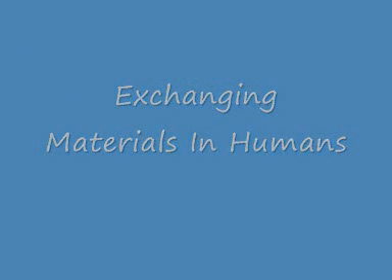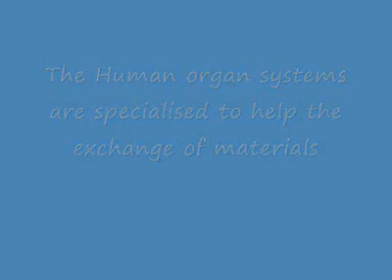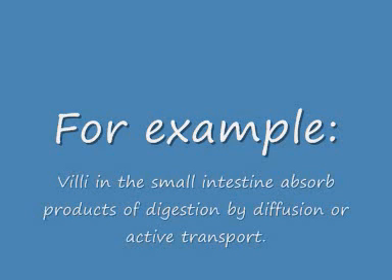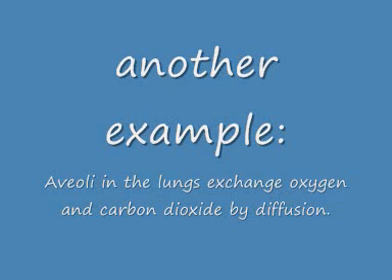Exchanging materials in humans. The human organ systems are specialized to help the exchange of materials. For example, the villi in the small intestine absorb products of digestion by diffusion or active transport, which is the process of substances absorbed against a concentration gradient using the energy from respiration. Another example, alveoli in the lungs exchange oxygen and carbon dioxide by diffusion.